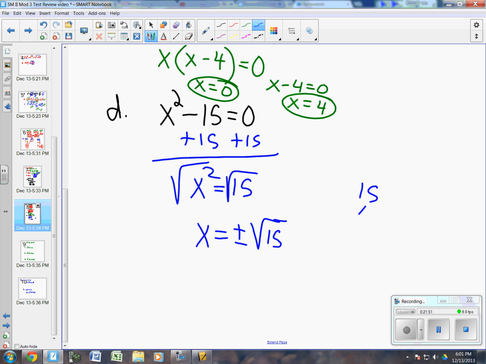Well, you know that 15 breaks down to 3 and 5, and those are both prime numbers, which leaves me with two loners. There's no pairs, so that one doesn't simplify, and my solutions are simply x equals plus or minus the square root of 15.